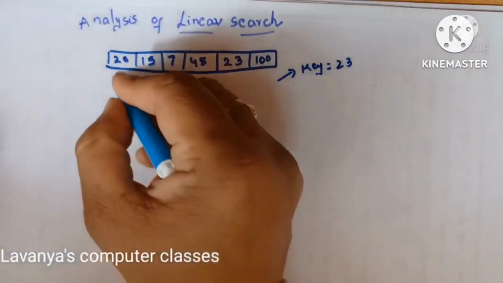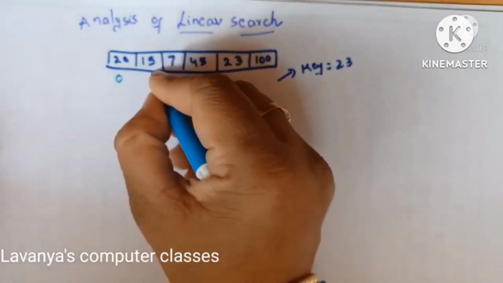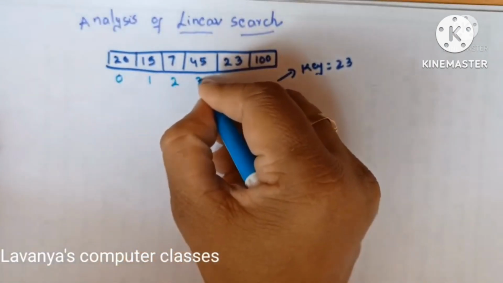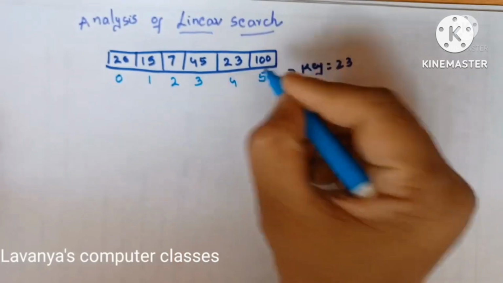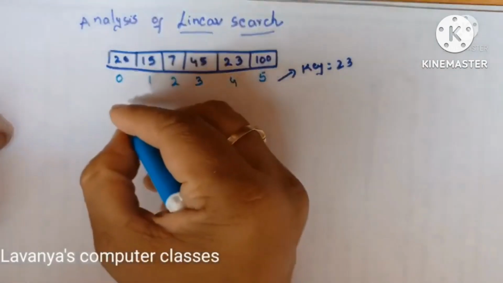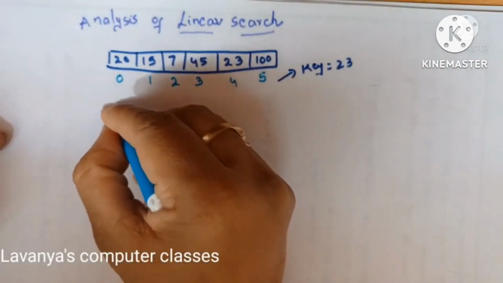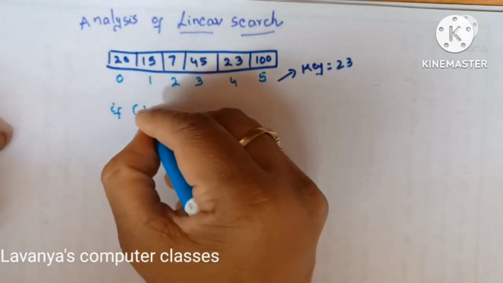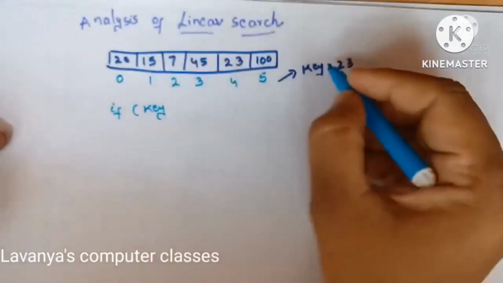So how can you search for the element? This is the array, and the indices start from 0, 1, 2, 3, 4, 5. Totally 6 elements are there. So what is the algorithm for finding an element in this? What is the key element?